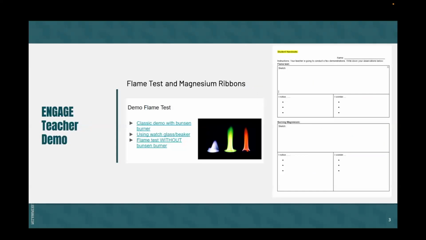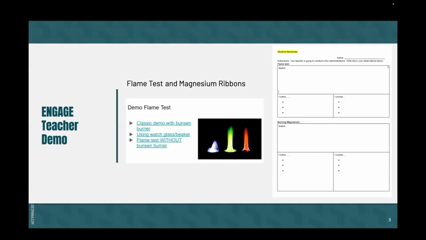To begin with, the teacher is going to engage the students by doing a demo, and students are going to fill out the handout that you see on the right-hand side with their noticing and wonder. For the first part, they are going to do a flame test. There's a classic demonstration with a Bunsen burner, but I do know that teachers don't have access to Bunsen burners, so there are ways to do the flame test without a Bunsen burner with household items.